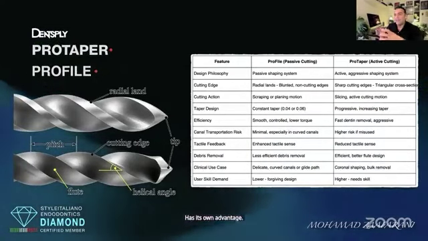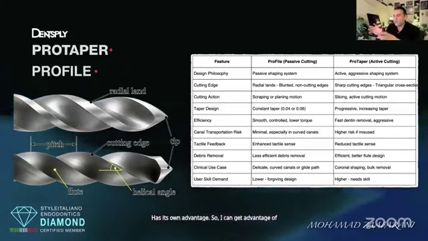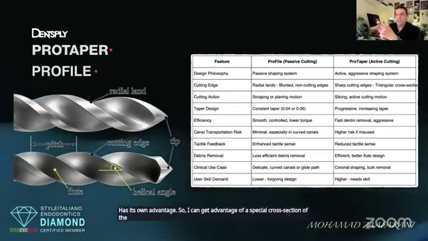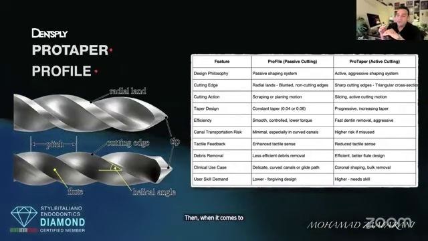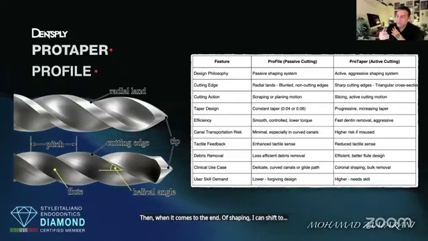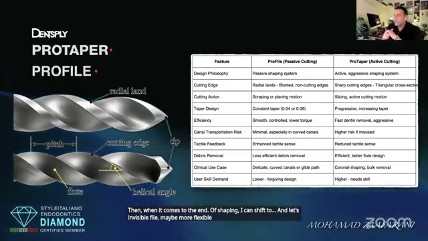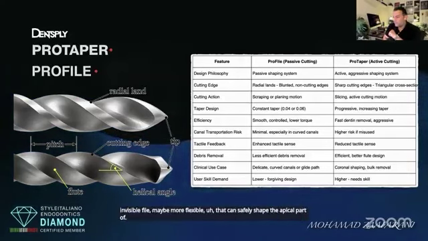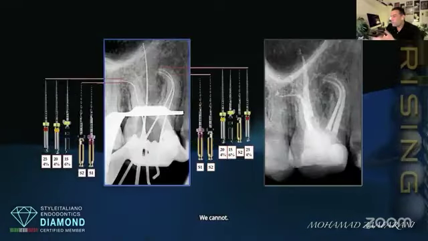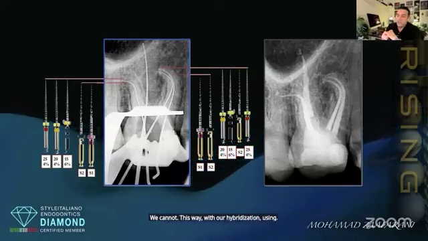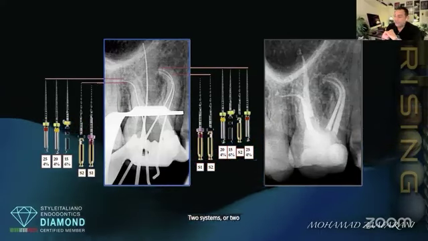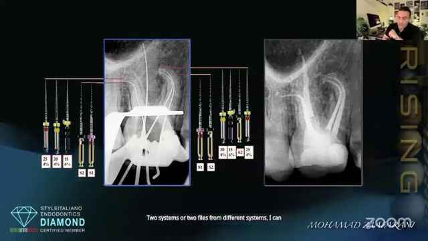So I can get the advantage of the special cross section of the ProTaper at the start of the shaping phase. Then when it comes to the end of shaping, I can shift to a less invasive file, maybe more flexible, that can safely shape the apical part of the canal. This way, with a hybridization using two files from different systems, I can safely shape the canal.